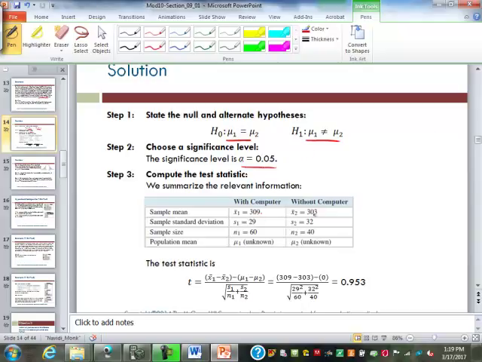So we've got our mean for each sample, standard deviation for each sample, and the sample size. And they plug those in just as we did for our test statistic. Now we get 0.953. They actually put the 309 minus 303 in here. We just put in 6 because we already found that difference. But the 0.953 is the test statistic.